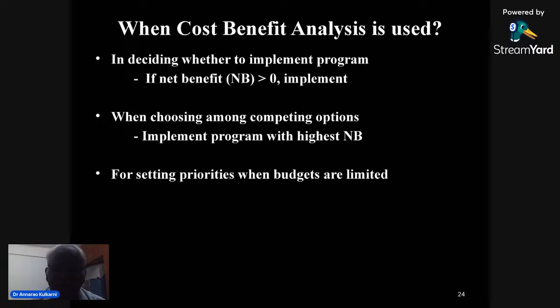In this case, the net benefits are determined for all the programs. They are ranked in order of decreasing net benefits and the budget is spent according to the program ranking until the complete money is spent. That means start with the program which is ranking 1, then 2, 3, 4, till all the money is spent. You go on spending your budget that way.